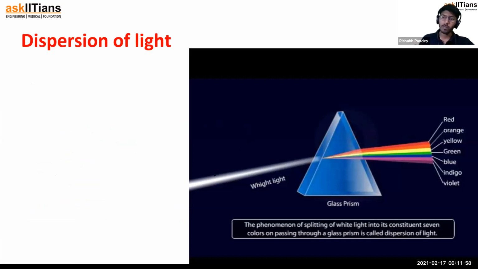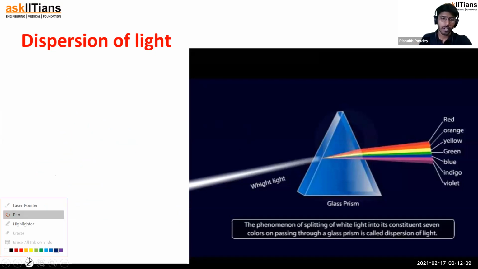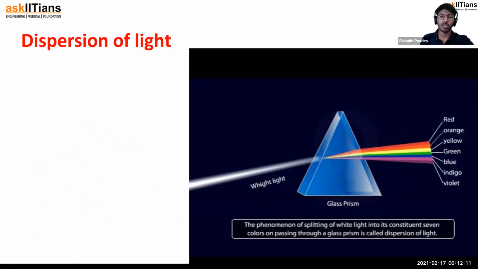Although we'll have a much more detailed discussion on this in the next topic, that is deviation of light, still, as you can see, say this was a normal over here. The light got dispersed.